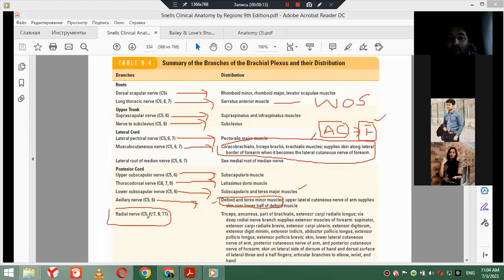Radial nerve. Radial nerve is your nerve of the posterior compartment of the arm and also the posterior compartment of the forearm. Okay, so all these muscles are in the posterior compartments and all these are your extensors. What are they? Extensors.